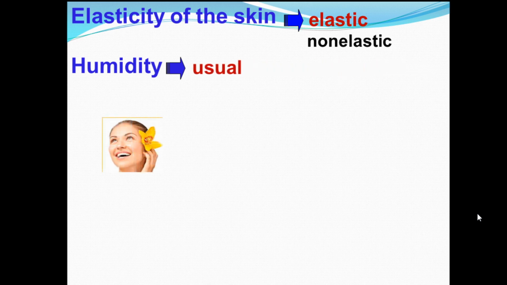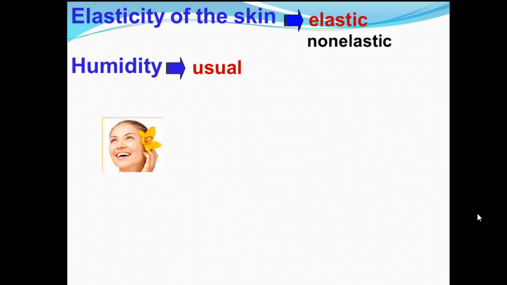Elasticity of the skin depends on the age and is tightly correlated with water balance. Normally, our skin is elastic, no wrinkles which are visible at usual distance. Non-elastic skin appears due to deficiency of water in the organism.